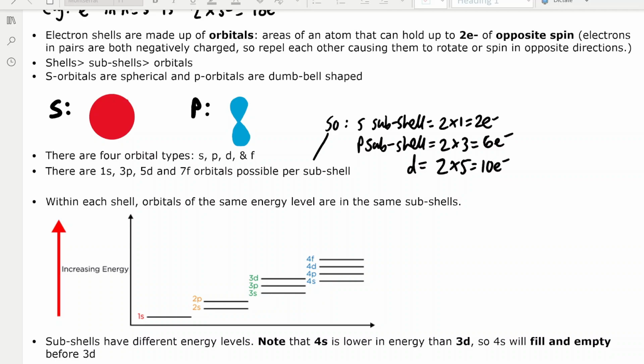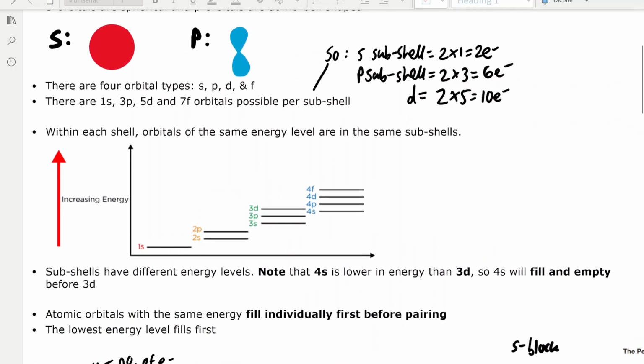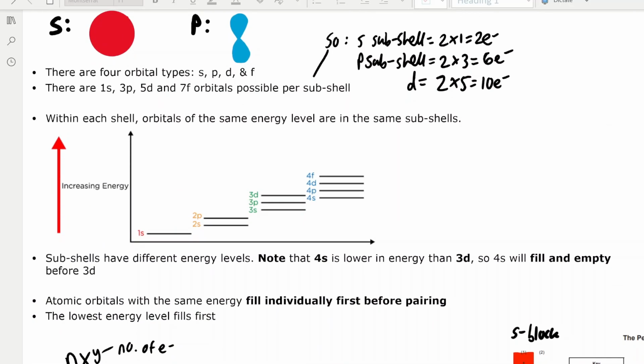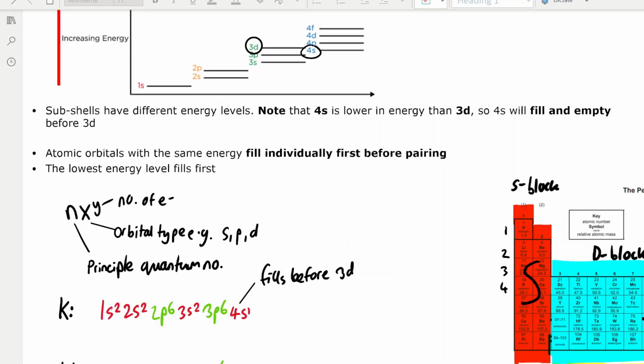Within each shell, orbitals of the same energy level are in the same subshells. Subshells have different energy levels. Note that 4s is lower in energy than 3d. So if you have a look at 4s here, it's below 3d over here. So 4s will fill and empty before the 3d orbital. Atomic orbitals with the same energy fill individually first before pairing, and the lowest energy level always fills first. So for example, the 4s is lower energy than the 3d, so the 4s fills first.